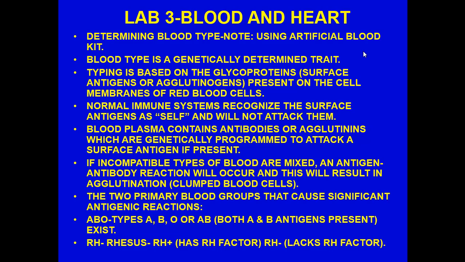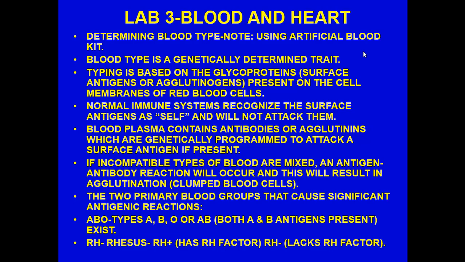Normal immune systems recognize the surface antigens as self, and therefore will not attack them. So what I mean by not attack them is, if you have type A blood, if your blood type is A, you will not have anti-A antibodies against that blood type. Same thing if you were blood type B. You would not have anti-B antibodies because that would be an autoimmune disorder. But if you have type A, you could conceivably have anti-B antibodies present. And vice versa. If you are type B, you could have anti-A antibodies.